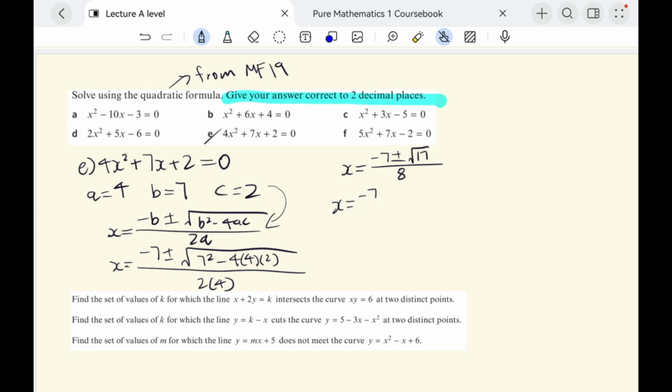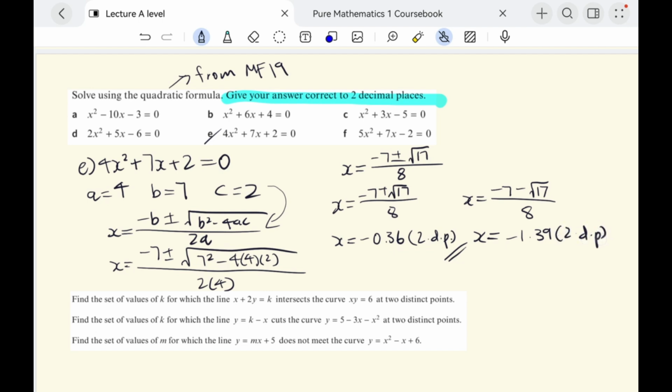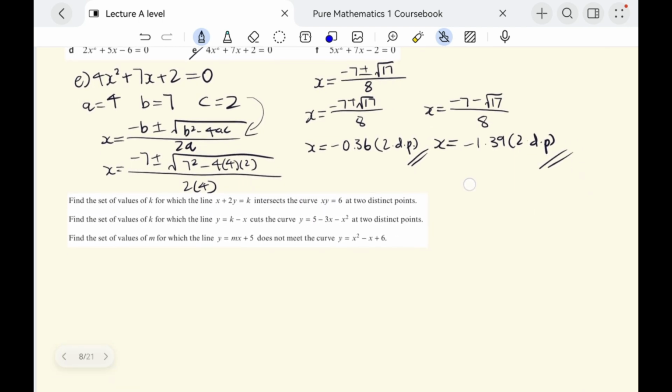Separate into the two cases: negative 7 plus root 17 over 8, and another case is for the negative one, I mean the negative for the other case. Now you press your calculator. And for the first part, you will obtain negative 0.36 because your answer needs to be rounded to 2 decimal places only. And for the other case, the answer is negative 1.39, also 2 decimal places. And voila, you have solved this quadratic equation to obtain your x in 2 decimal places. Okay.